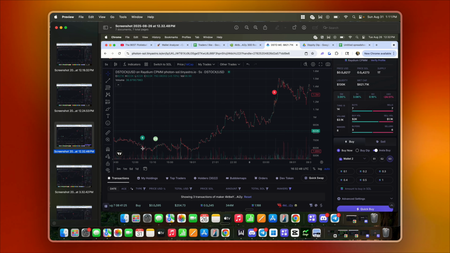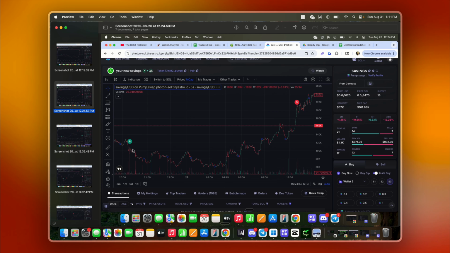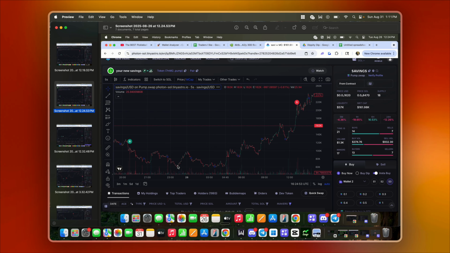And then I'm averaging in and I'm getting a lower entry price than my target wallet. And then I can set another dip percentage in case it goes down even more, so I can get an even better entry. I can do this as much as I want. But you have to be careful. Like I said, this strategy only works with certain traders.